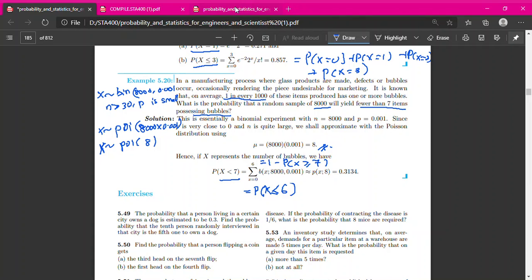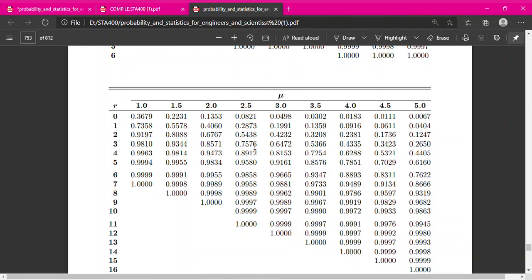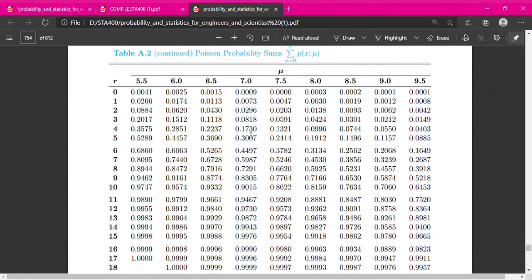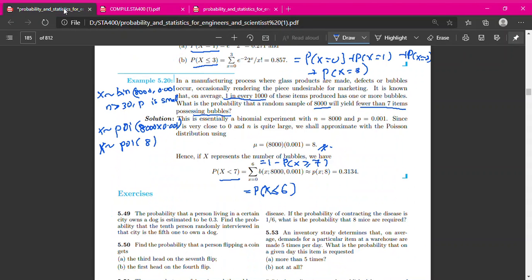So, kat sini saya ambil just daripada table ni je. Dari textbook ni. Table less than. So, kita ambil tadi mu-nya 8. Then, r-nya 6 tadi kan. So, the answer will be 0.3134. Okay, so this is the answer. Okay, so that is the condition and situation, how or why you approximate daripada binomial distribution kepada Poisson distribution. Alright.